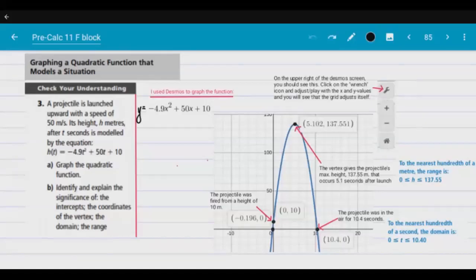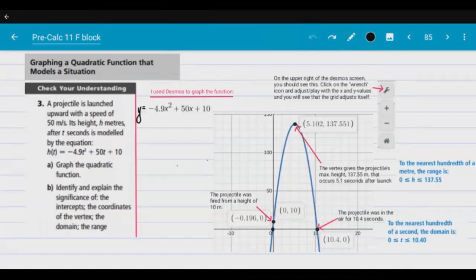All right, I'm back. So we will continue with check your understanding number three. Here we go. A projectile is launched upward with a speed of 50 meters per second. Its height, h meters, after t seconds is modeled by this equation. You're to graph the quadratic function, and as you can see, I used Desmos to graph it. You will identify and explain the significance of the intercepts, the coordinates of the vertex, the domain, and the range.